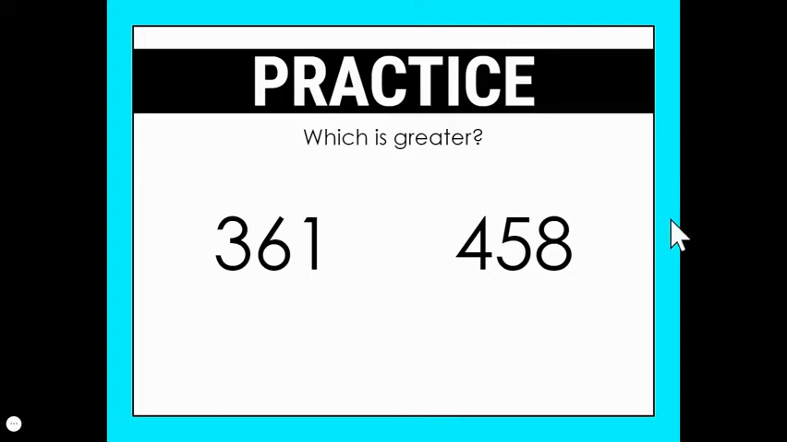So when I'm comparing 361 to 458, I'm going to start by looking at my hundreds. This number has 3 hundreds. This number has 4 hundreds. So I immediately know which number is bigger. If there are 4 hundreds compared to 3 hundreds, I know that 458 is bigger. So I'm going to make my greater than sign, so it is facing my 458. So I would read this as 361 is less than 458.